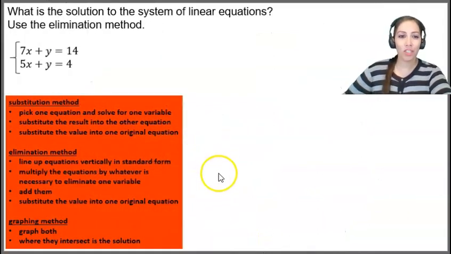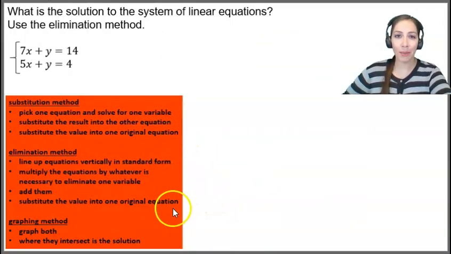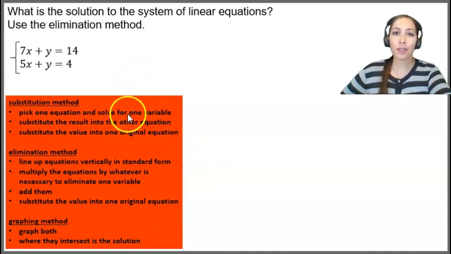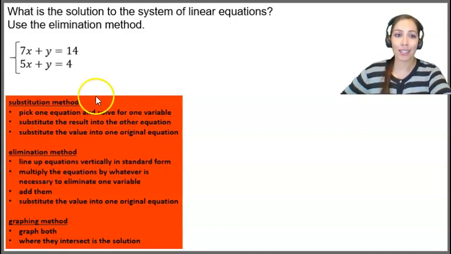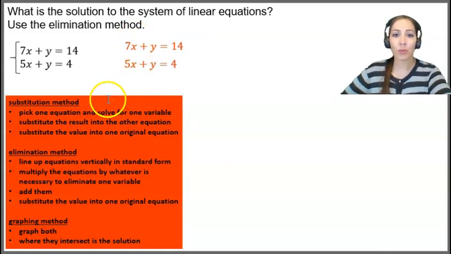Now that we have Chloe's cheat sheet notes on how to do the elimination method, let's follow her steps in this problem. The first thing it tells us to do is line up the equations vertically in standard form. Standard form is ax plus by equals c, where a, b, and c are all constants. I can see that these are both in the ax plus by equals c form. So I'm going to put them on top of each other. So I have 7x plus y equals 14 and 5x plus y equals 4.